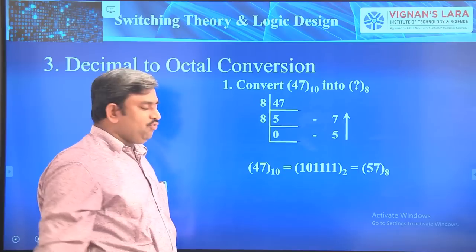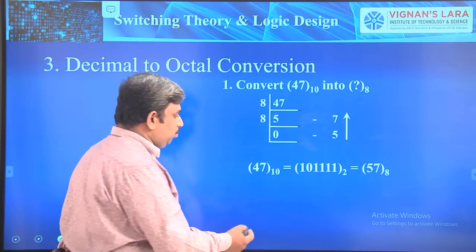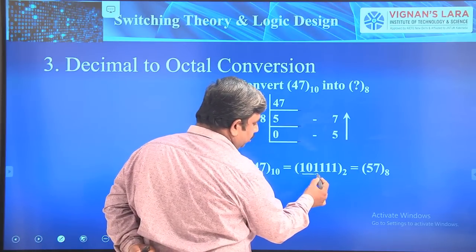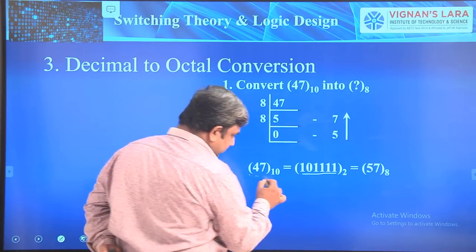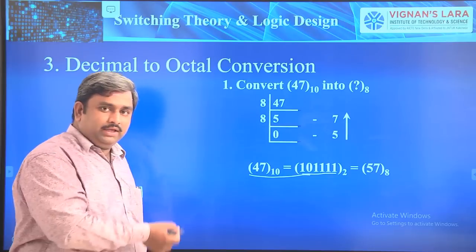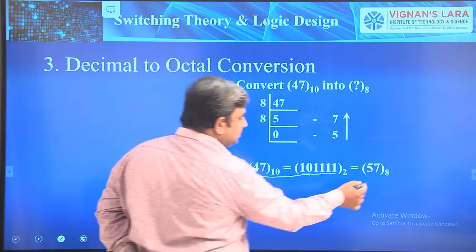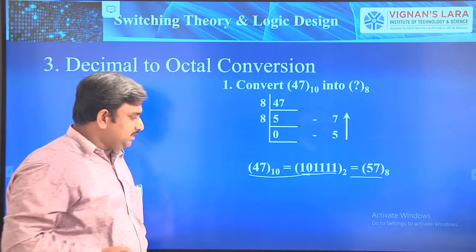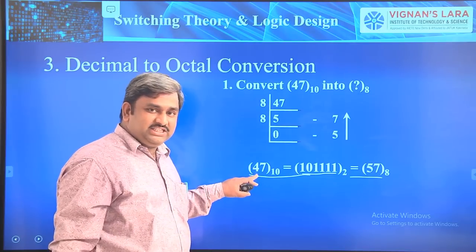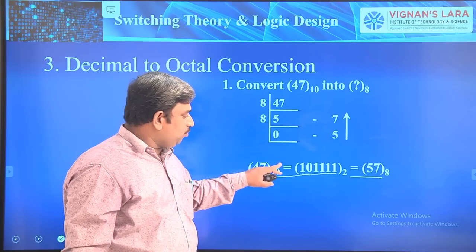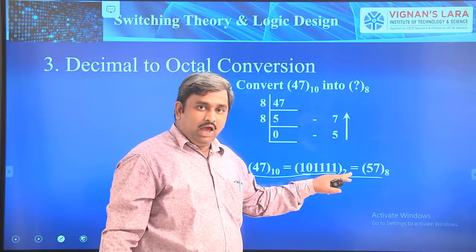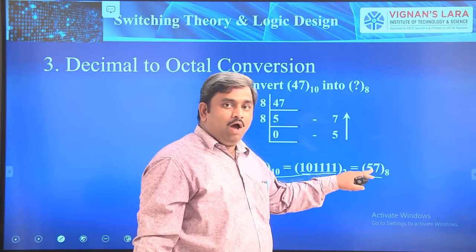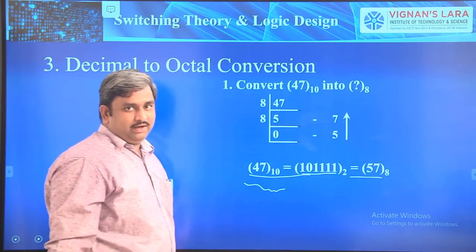So this is the answer. 47 of base 10 is equal to 101111. This is the solution we got in the previous slide, and this is the solution we got in the present slide. That is, the decimal 47 is equal to the binary 101111, and that is equal to 57 in octal, right?